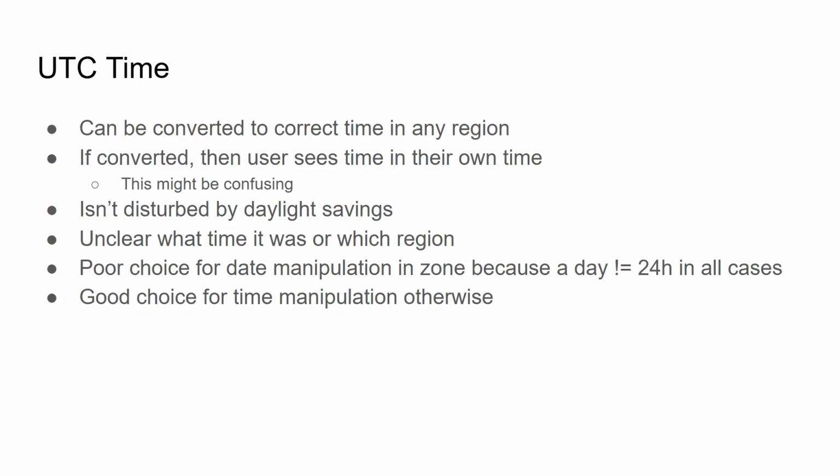UTC time is good because it can be converted to the correct time in any region, and if it's converted, then the user sees it in their own time, which might be confusing or might be really clear depending on the kind of event that you're talking about. It's not disturbed by daylight savings, which is one of the real advantages of using UTC time, but it might not be clear about when the event actually happened, and what or where it happened in local time.